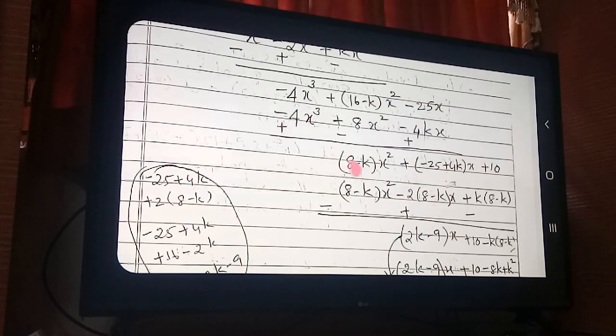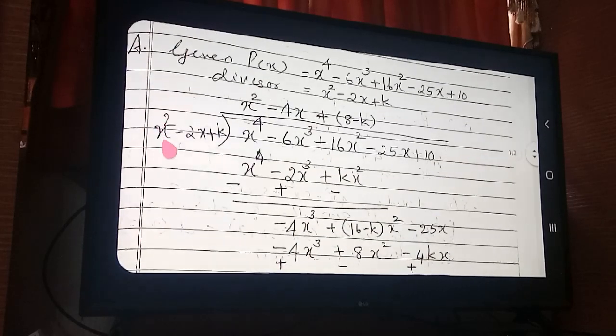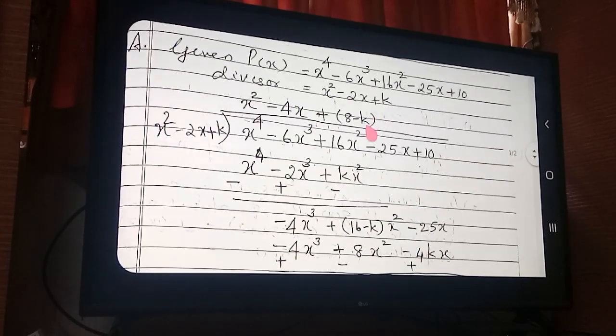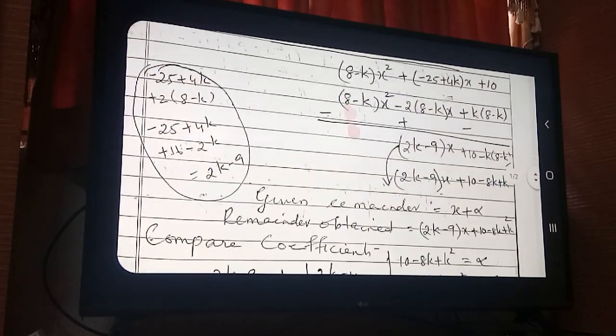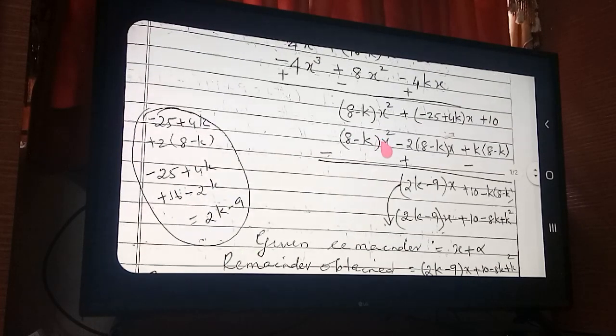See, here again first term by first term: my 8 minus k times x square divided by x square, so what will come? 8 minus k. This 8 minus k we are going to multiply by each term. You multiply and write down. 8 minus k into x square, what is coming? 8 minus k times x square. So 8 minus k into 2x, multiply and write. And 8 minus k into k, multiply and write.